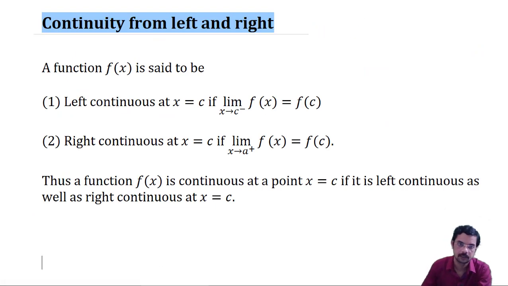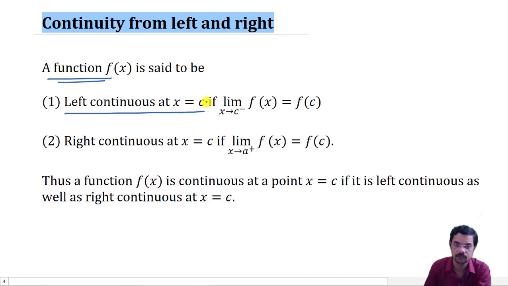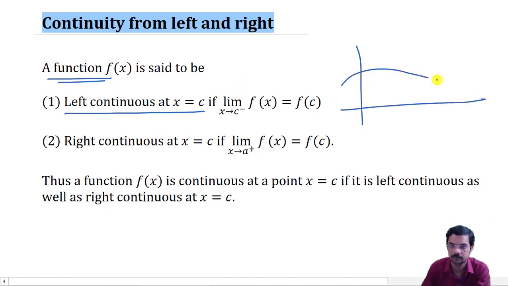A function f of x is said to be left continuous at x equal to c if, as x approaches c, this is the y axis, this is the x axis, this is the curve of f, and this is point c. So as x approaches c from the left, the limit of f of x should be equal to f of c.